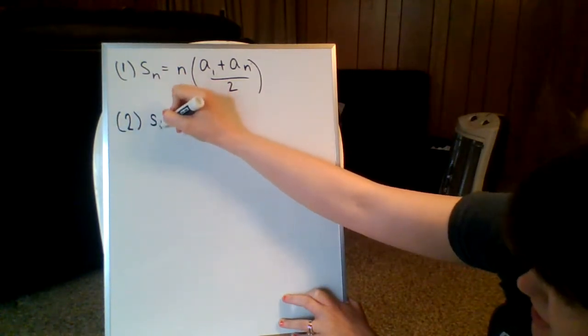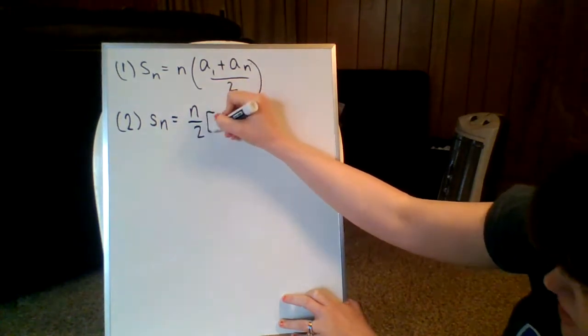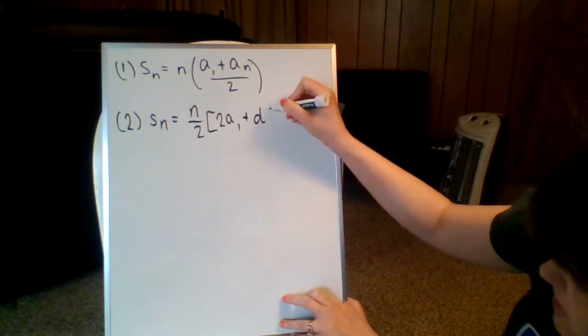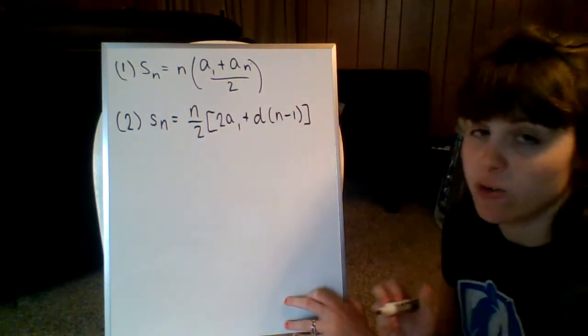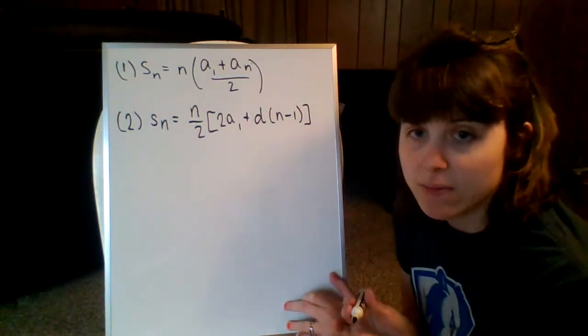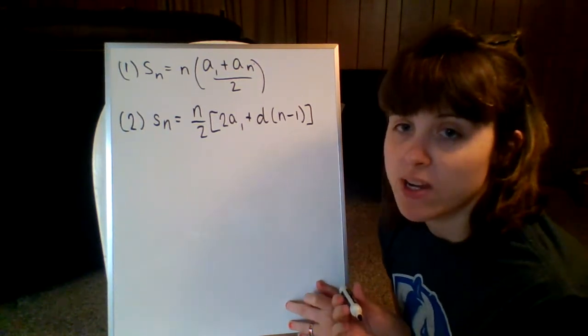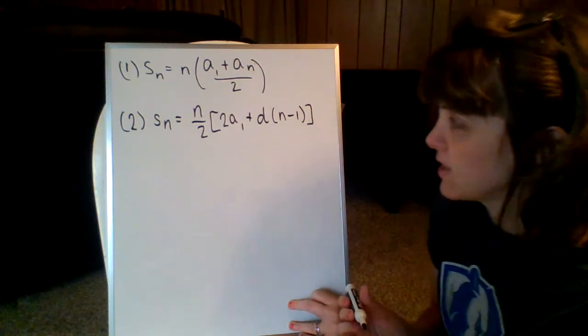And then the second formula is Sn equals n divided by 2, times 2 times a1 plus the difference times n minus 1. So these two formulas will tell you the same thing, but they're slightly different formulas, obviously, and it all depends on what information you have as to which one you're going to use.